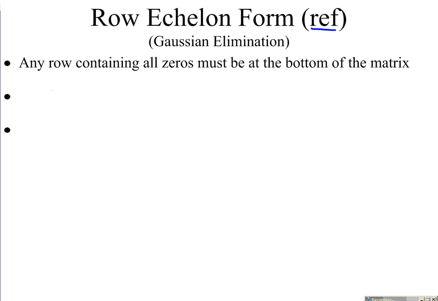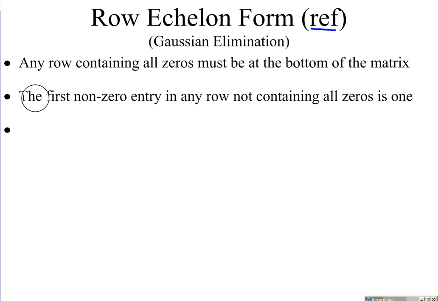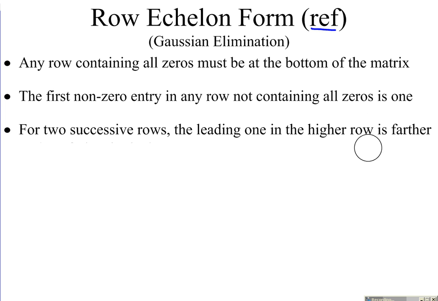Rules to be in row echelon form. Any row containing all zeros must be at the bottom of the matrix. The first non-zero entry in any row not containing all zeros has to be 1. So as we go row by row, the first non-zero entry in the row has to be a 1. The last thing to be in row echelon form: for 2 successive rows, the leading one in the higher row is farther to the left than in the lower row. That's row echelon form.